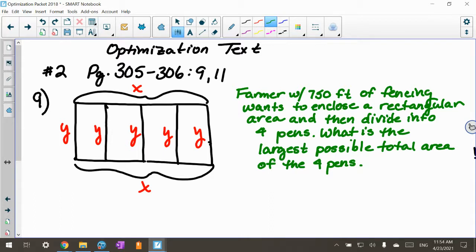I drew the picture. They said a rectangular shape, so that's why I have the big rectangle here. One thing I want you to notice is that because it's rectangular, I know this side and this side are opposite, congruent, and parallel. So I called this whole side X, so I know this one's going to be X the same. And I took this rectangular area and drew these lines, parallel to that side, to make 4 pens. And then I labeled those all Y.